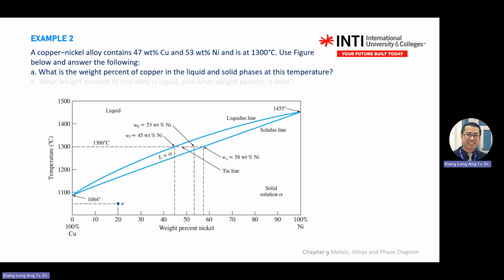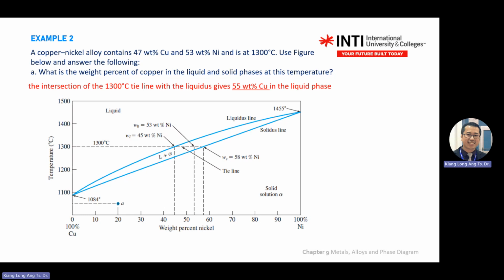Now, when you draw 1300 degrees C, drop a vertical line and write the number you read. For example, for L, you drop down to about 45. You write 45% here. Here, you write S, drop down, and it is about 58 something. You write 58% here.